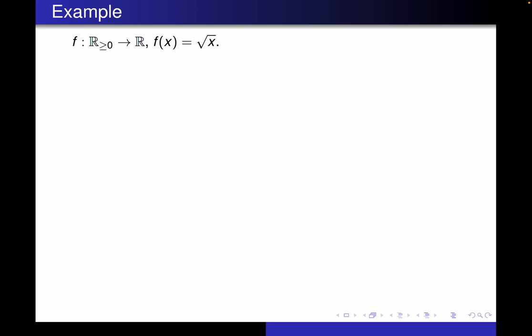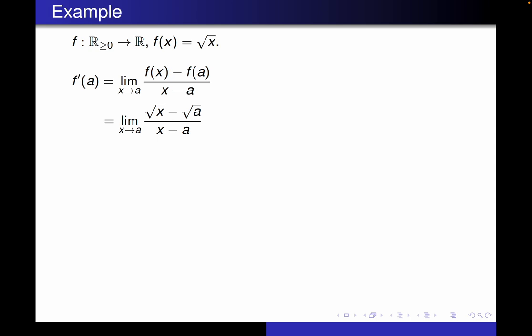Alright, so let's go ahead and use those. We'll use both of those formulas to find the derivative of the square root function. So here's our formula for the derivative: limit as x approaches a, f of x minus f of a over x minus a. We plug in our formula for f of x.